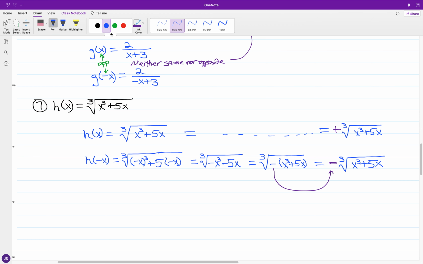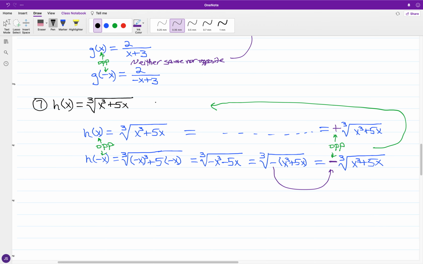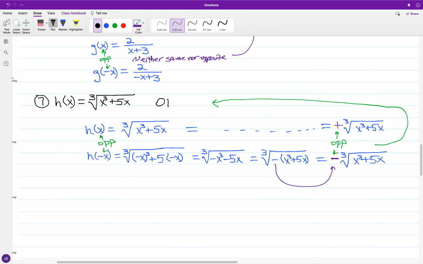All right, so in this case you have opposite sign inputs, and for the outputs, you have the positive cubic root of a term, and the opposite is going to be the negative. So these are going to be opposite, and since an opposite sign input leads to an opposite sign output, just like number 5, this particular function we have in number 7 is going to be odd.